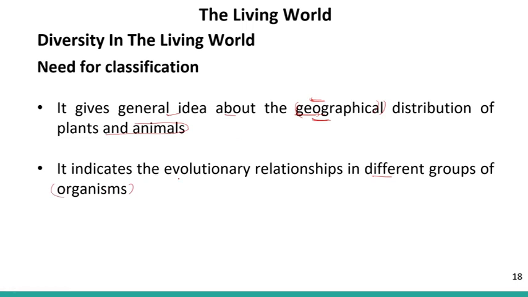Next point is it indicates the evolutionary relationship in different groups of organisms. We can study the evolutionary relationship also in different groups of organisms. So that's why classification is very important.